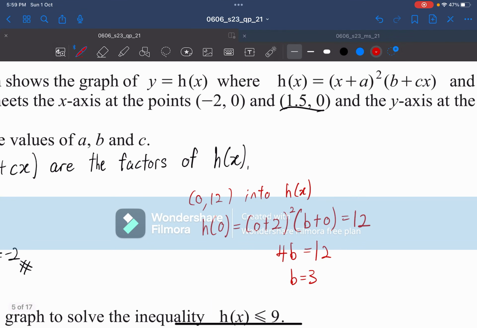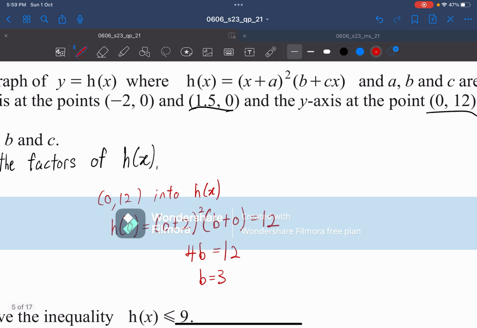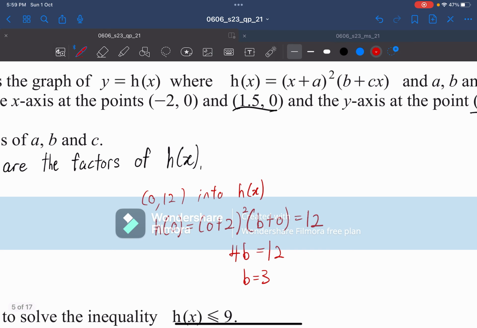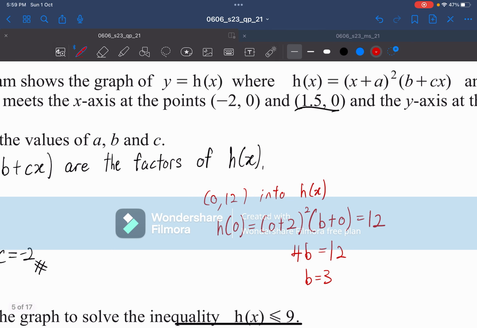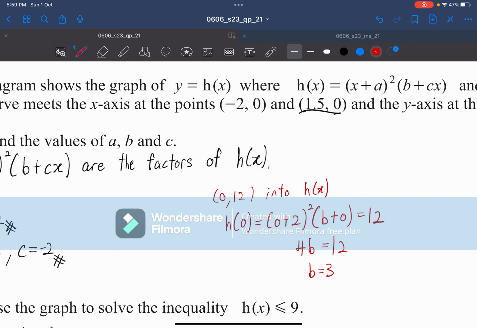So the b must be positive. Why? Simply because if you substitute the point of the y-intercept into h(x), cx, where x in this case is 0, is going to be 0. So what you're left with is 4b. And 4b equals 12 forces b to be 3 in order for the condition to be satisfied. Therefore, the graph must have b equal to 3 and not b equals negative 3.